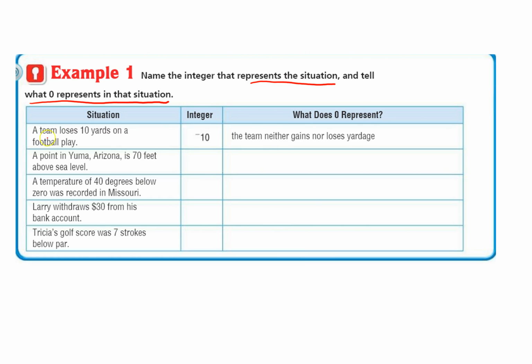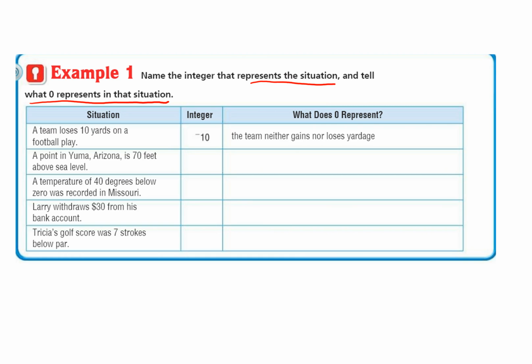Okay, so for example, a team loses 10 yards on a football play. Well, that counts as negative 10 yards. What would 0 represent? So if a team got 0 yards on a play, that would mean the team neither gained nor lost any yards. So they didn't get any yards, but they didn't lose any either. They just stayed where they were. They just lost a down.